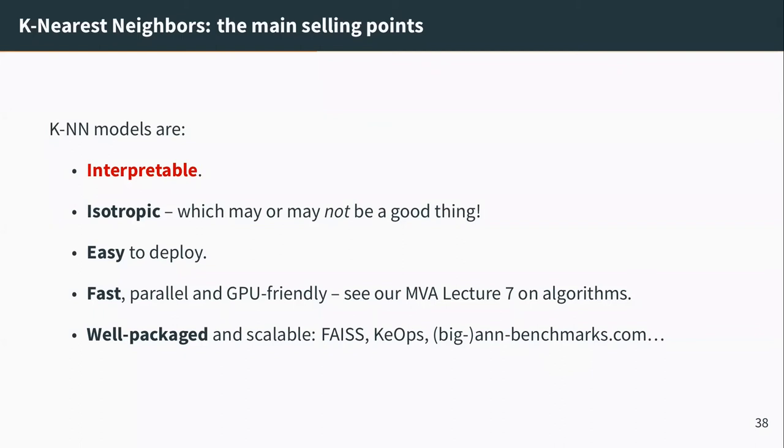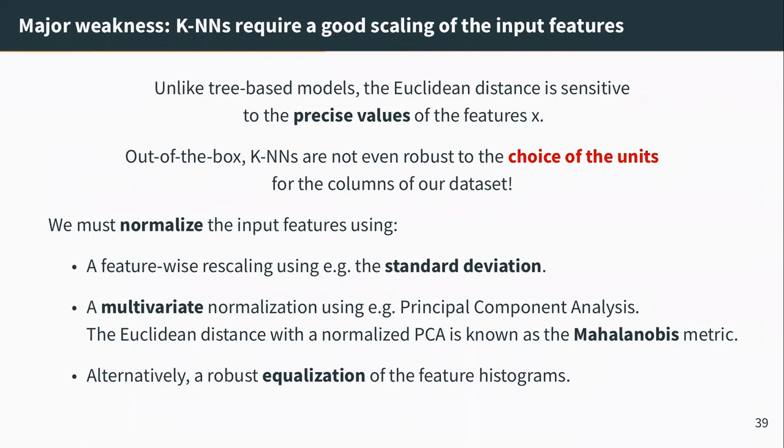And this is why you have so much industrial support for very large scale nearest neighbor regression, and why the reference library is developed by Facebook, Meta, as people say. So that's fine, but the major weakness is that unlike decision trees, KNNs require good scaling of the input features.